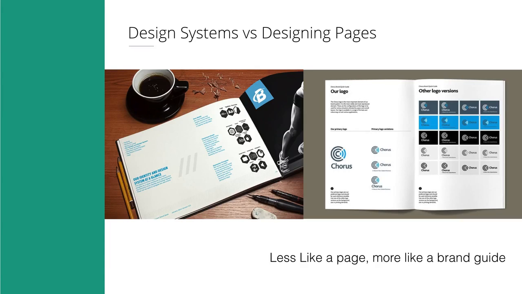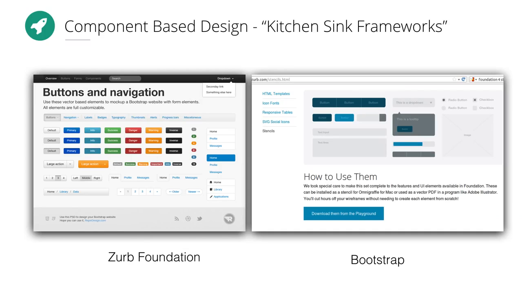And so the best analogy that existed before this is a brand style guide. Like brand books for big brands, it says how to use the logo, how to use fonts, how to do banners, those kinds of things. So the design has kind of shifted from being less like page design and more like building a brand guide.